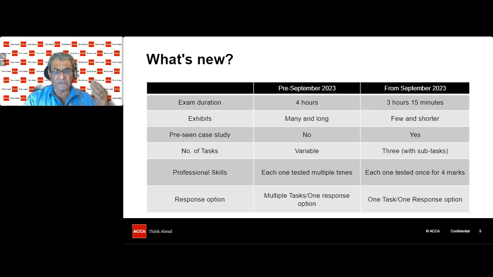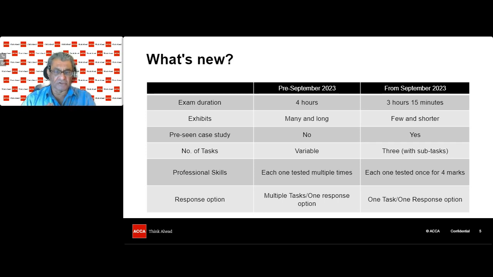each professional skill, typically, let's say it's 4 marks per skill, 20 marks in total, 5 professional skills. Each professional skill will carry 4 marks. So those 4 marks, let's say for the communication professional skill, might be divided across more than one task. So in task 1A, you might have 2 communication professional skills marks. And in task 3B, you might have the other 2 communication professional skills marks awarded.